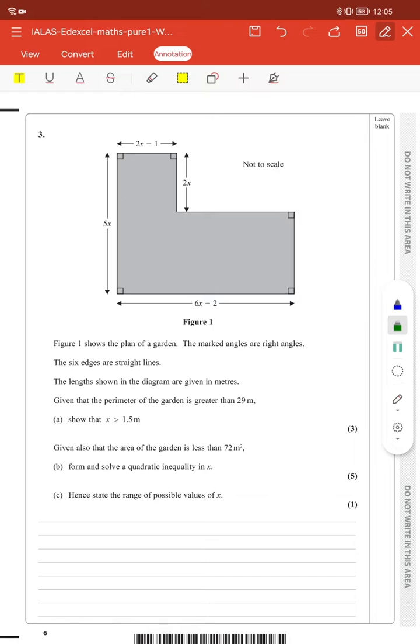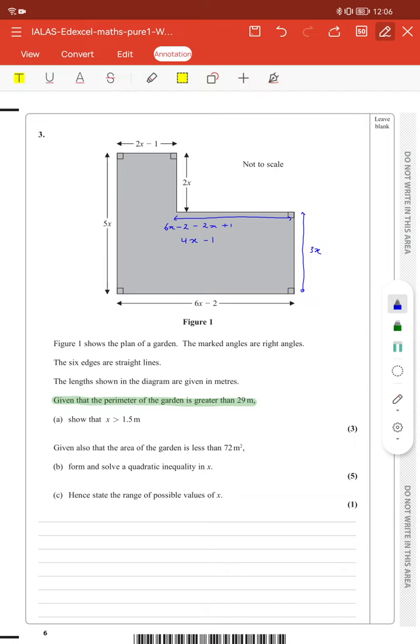Here it says we're given certain sides, and it says that given that the perimeter of the garden is greater than 29, so we just need to add up all the sides. So remember, this side here is going to be 6x minus 2 minus 2x plus 1, because the minus would change the sign of that, which would give us 4x minus 1. And this length here would be 3x.